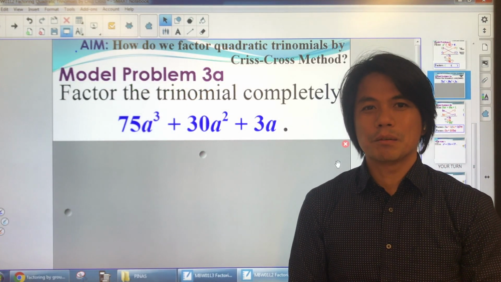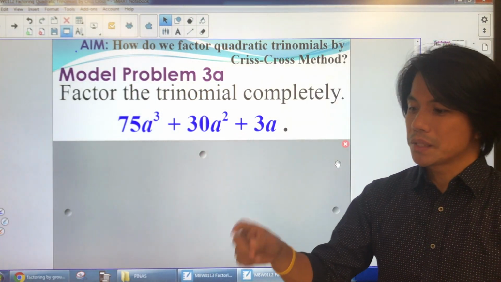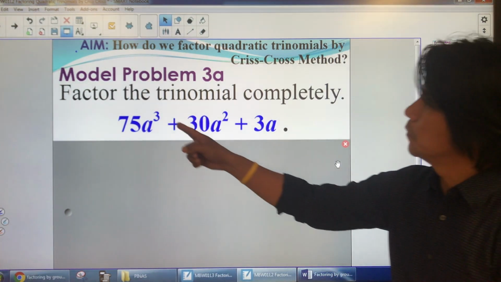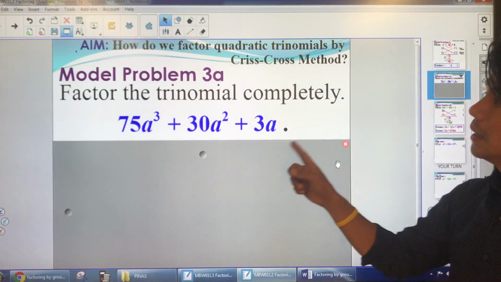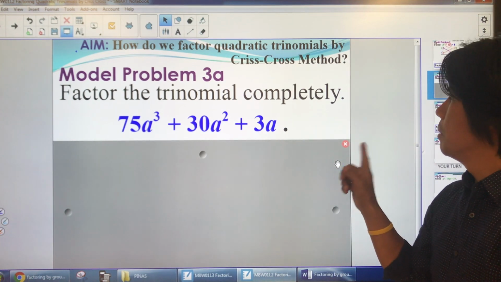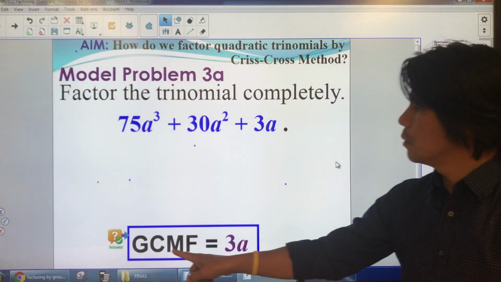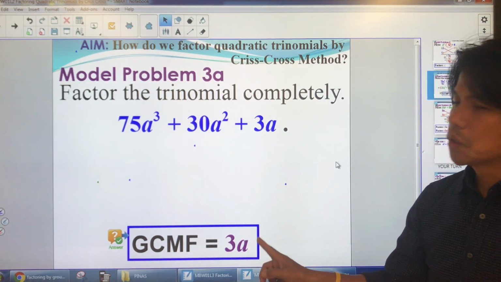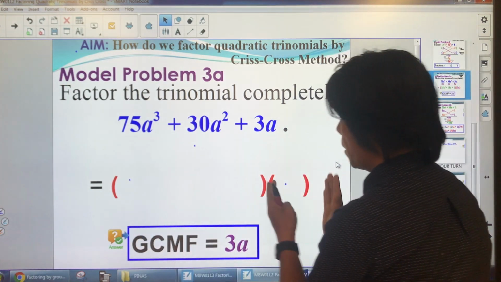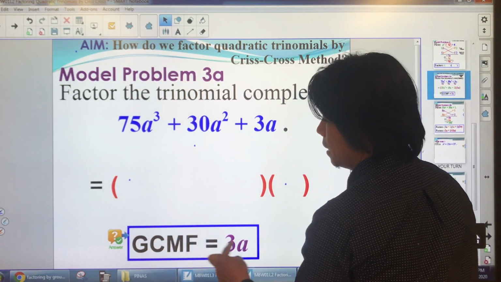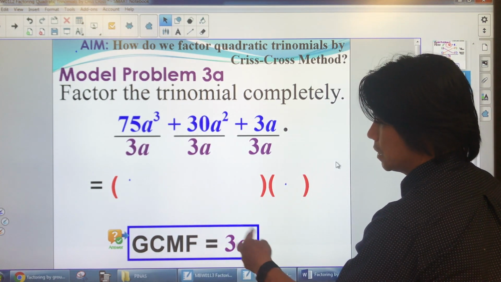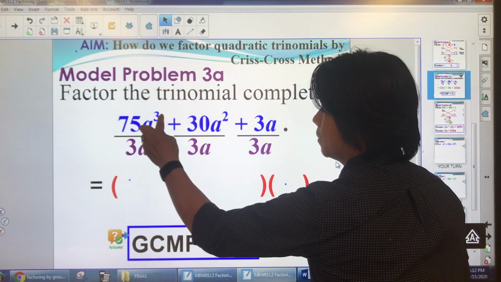Now let's have the third model problem. This question was given in the previous video. Alright? So it says factor the trinomial completely. 75a to the third plus 30a squared plus 3a. Remember in the intro activity, our GCMF is 3a. So what do we do with that? What we just simply do is set up two parentheses. Alright? We need to divide each of these terms by 3a, which is the GCMF.